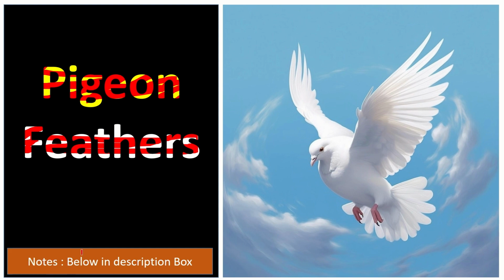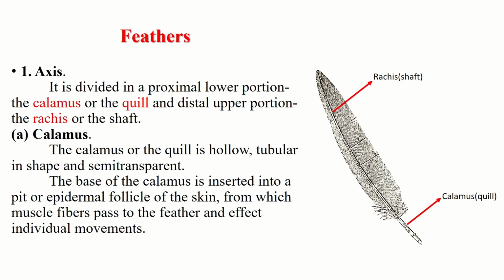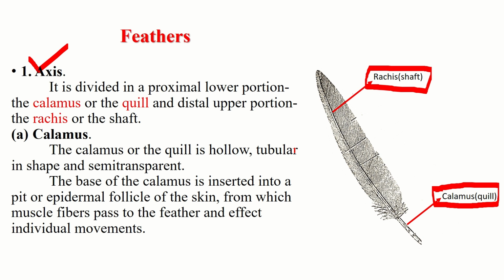A typical flight feather consists of a supporting central axis or main stem and an expanded distal portion which is called a vane. So the axis is divided into a proximal lower portion, the calamus or the quill, and the distal upper portion, the rachis or the shaft.